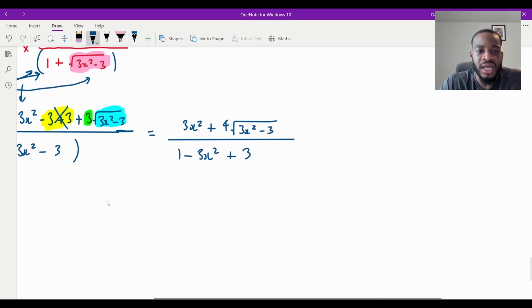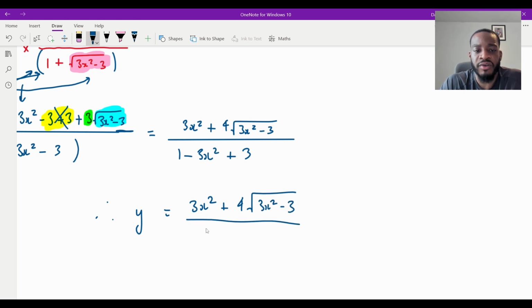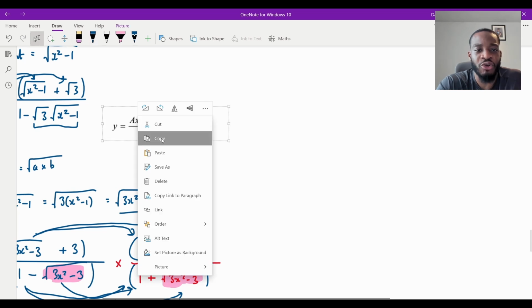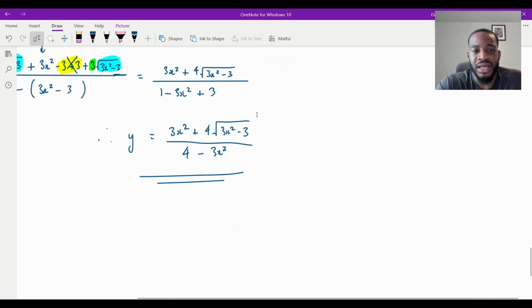And that way we can say then that y is going to equal 3x squared plus 4 root 3x squared take 3 all over 1 plus 3 is 4, take away 3x squared. And that's exactly what they wanted, isn't it? Perfect. So imagine you're in an exam, you get this show that and you get that. That is a nice 5 marks. And yeah, that's pretty much it. I thought to do this question because it was a bit of a tricky one. But yeah, that's it. Done.